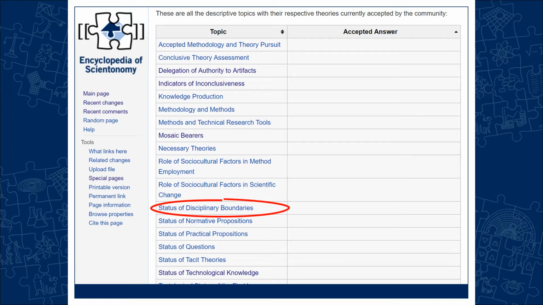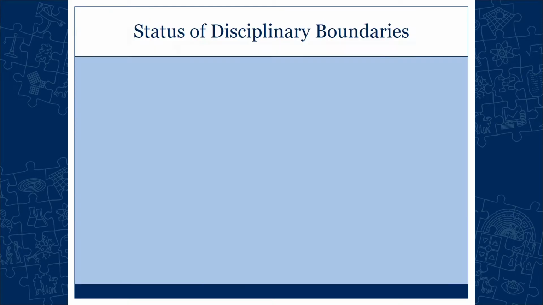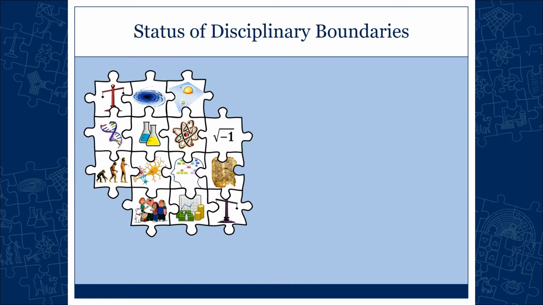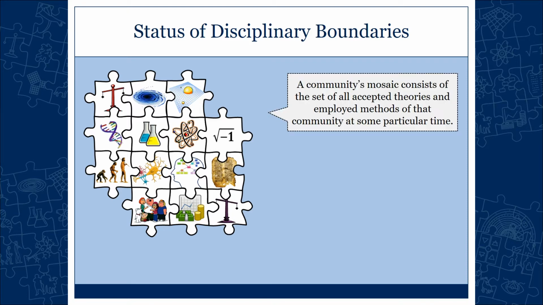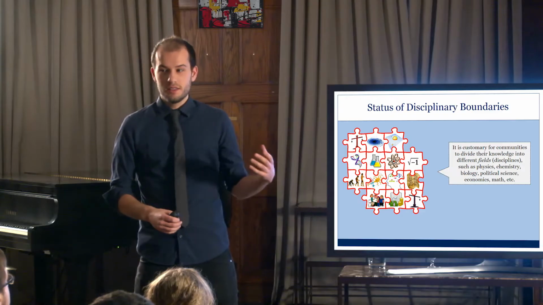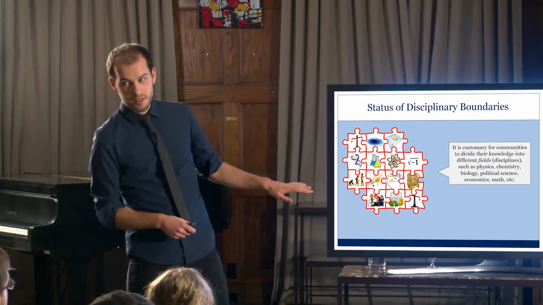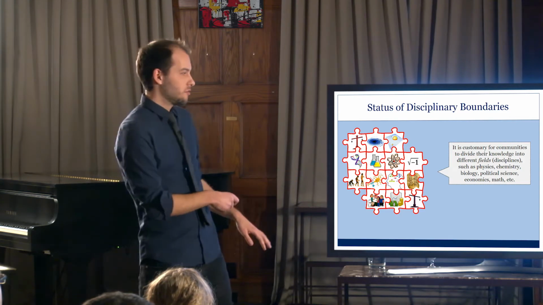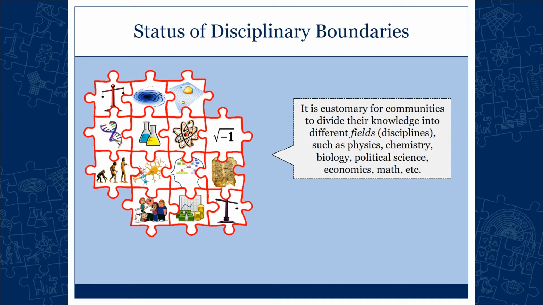A second open question concerns disciplinary boundaries. Obviously, we know that a community's mosaic consists of all of its accepted theories and all of its employed methods at a given time. But we also know that it's customary for these communities to divide up into different disciplines or subfields or fields. Here we visually represent these disciplines through the separate mosaic tiles. It's just a visual metaphor. But we know that we have these different subfields: physics, chemistry, you can go on and on.